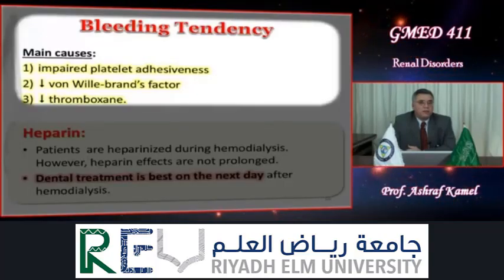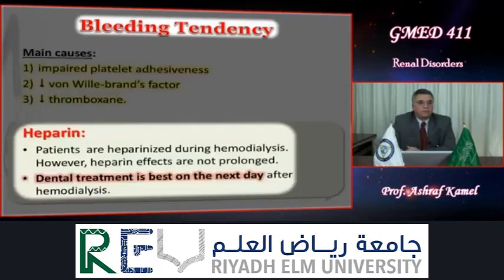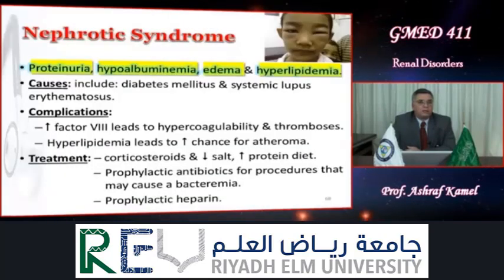Bleeding tendency. Main causes are: number 1, impaired platelet adhesiveness; number 2, decreased von Willebrand's factor; and number 3, decreased thromboxane. 2 and 3 are decreased clotting factors, and number 1, there is impaired platelet function. Another cause for bleeding tendency is heparin. Heparin is used during hemodialysis to prevent blood clotting in the dialysis machine. However, heparin effects are not prolonged, and dental treatment is best done on the next day after hemodialysis.